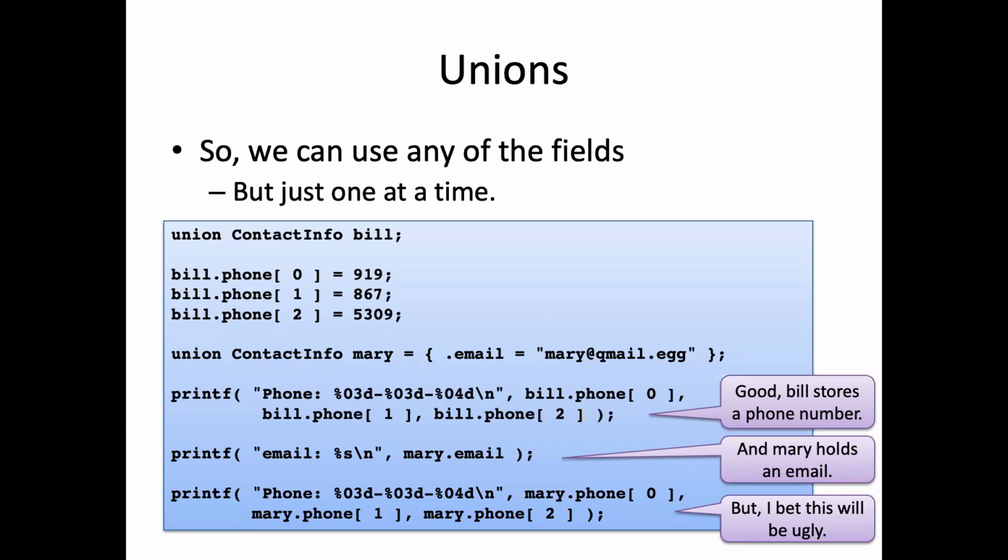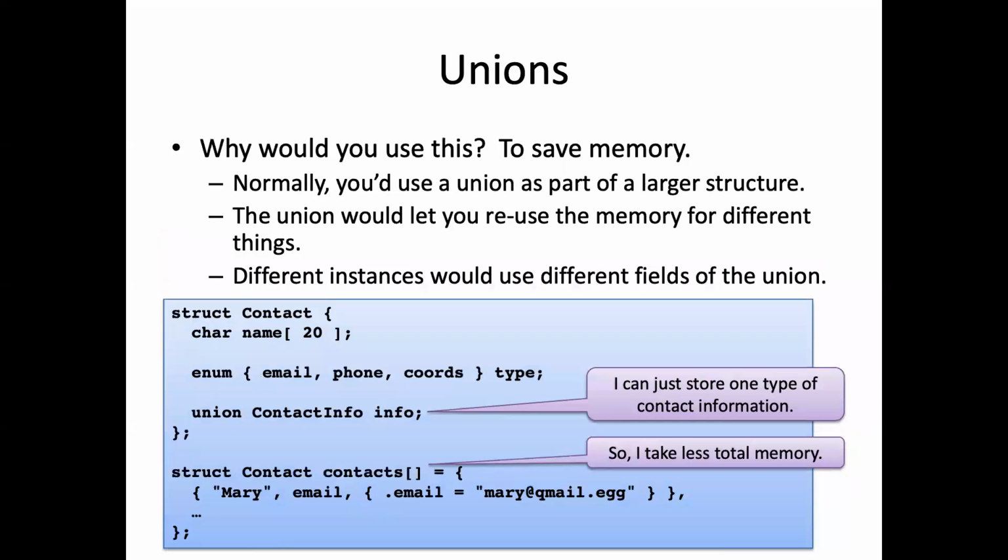Since a union can only store one of its fields at a time, it's up to you as the programmer to remember which of those fields you're using for any instance of that union. This next slide shows how people would typically use a union. Normally a union would be part of a bigger data structure. So let's say you wanted to be able to store contact information for a list of people. You might take the union that we've just been looking at, the ability to store either a phone number or an email address or global coordinates, and you might make that whole union just part of a struct.